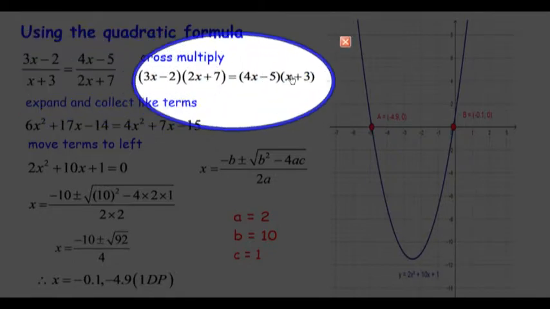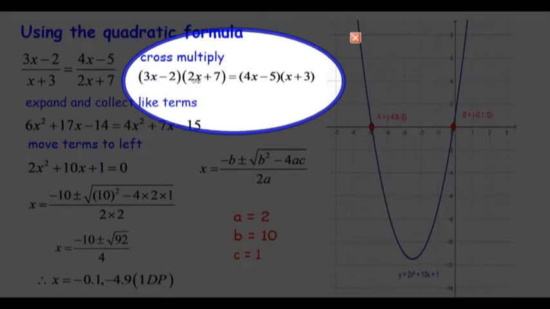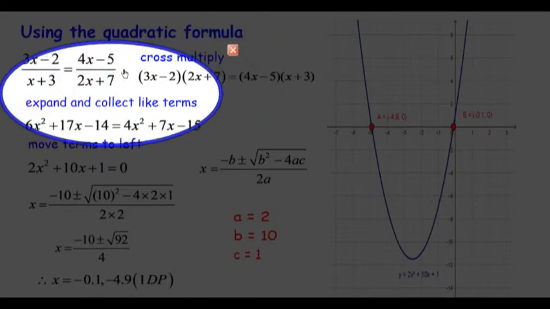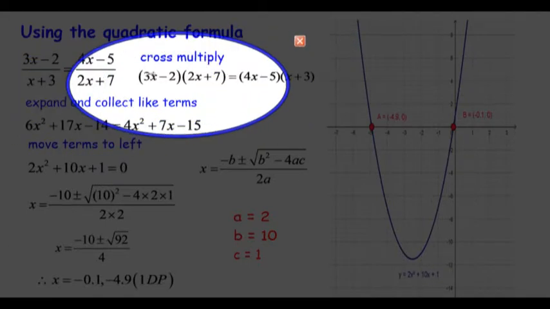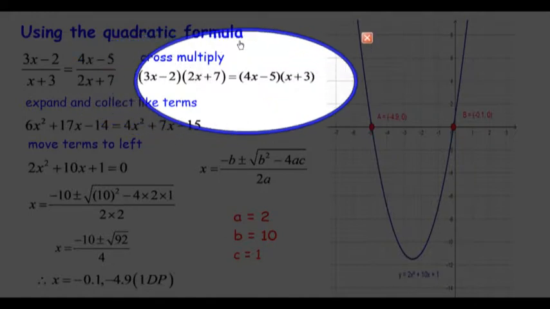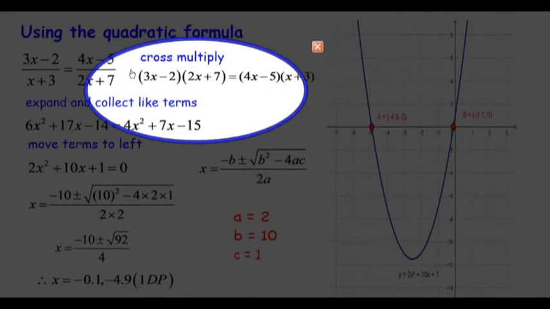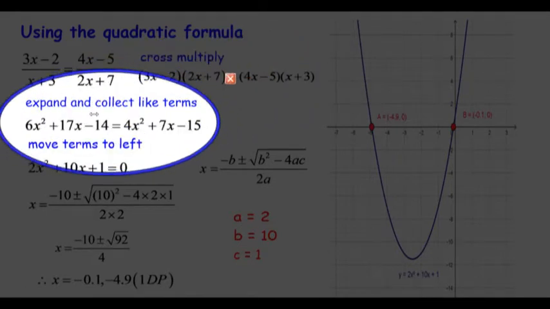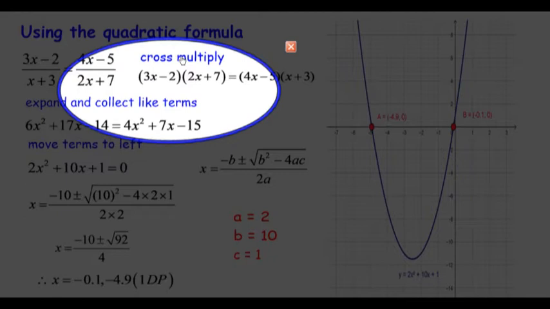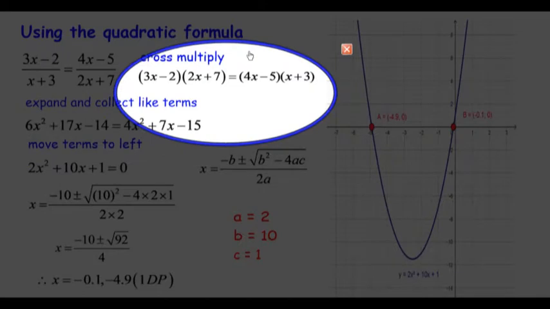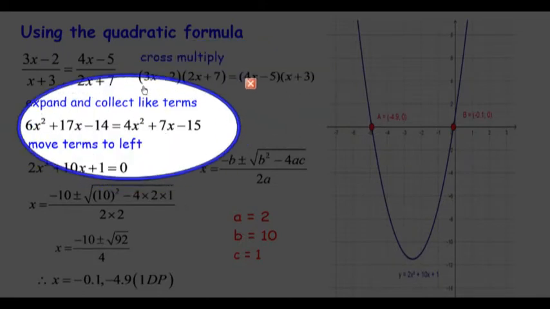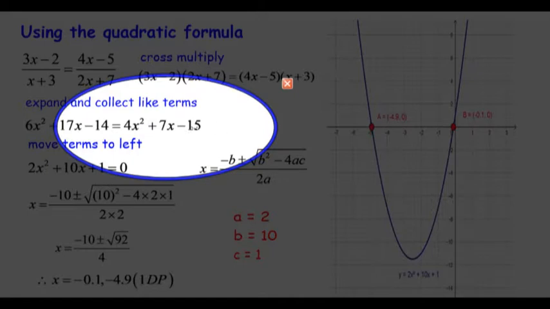Okay, here we are. So it's 3x minus 2 times 2x plus 7 equals 4x minus 5 times x plus 3. Now, obviously, when we expand this out, we can use FOIL or any expansion technique to expand the binomials, the double brackets, and collect the like terms. 6x squared plus 17x minus 14 is the expansion of 3x minus 2 times 2x plus 7, and 4x minus 5 times x plus 3 turns into 4x squared plus 7x minus 15.